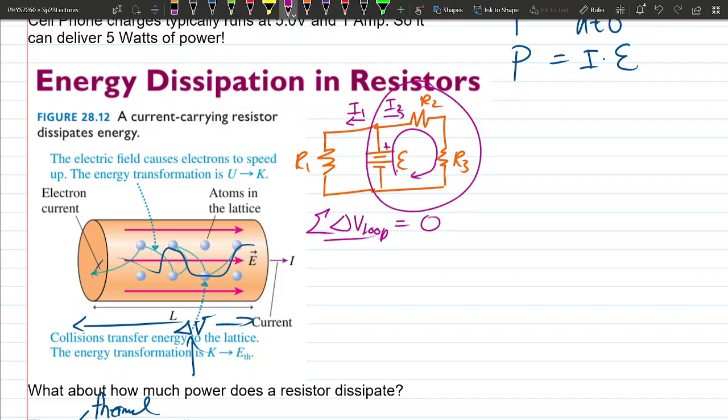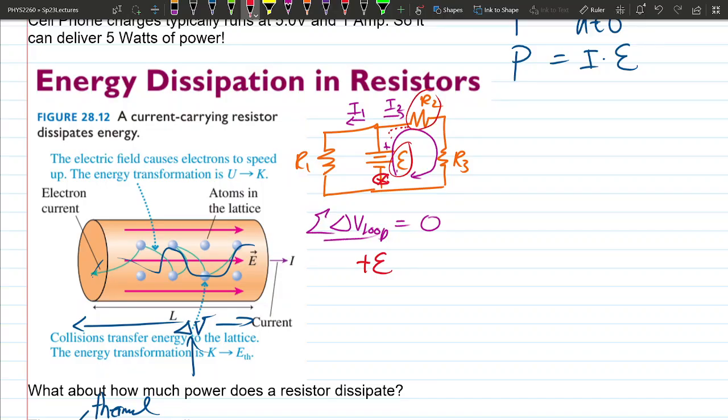So let's just do this example real quick. If I start off, let's say at this point here, let's erase the big circle. If I follow the current, the first thing I see is the battery. If I'm going the correct direction along the battery, I should gain EMF amount of voltage, right?